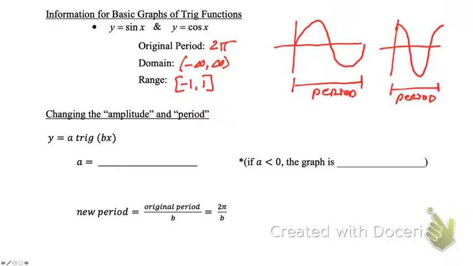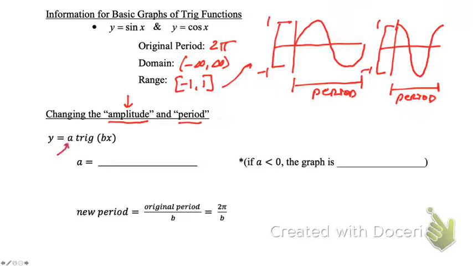The range is the height that these will run from top to bottom. They both went from +1 to -1, or -1 up to +1. That is actually called the amplitude. So we've got the height of our wave and we've got the length of the ride. How do those two things change? Well, the equation will change them for us.